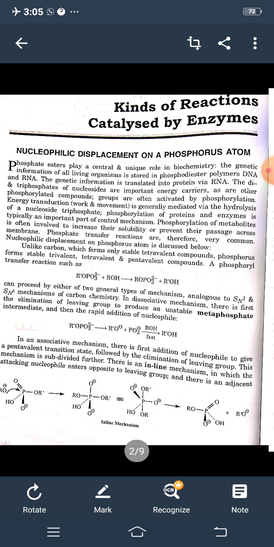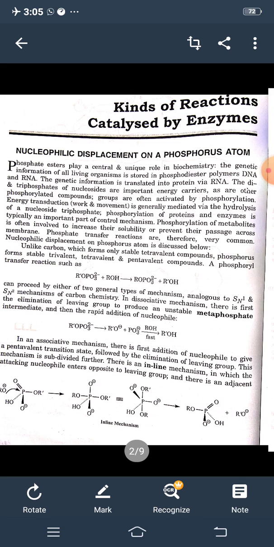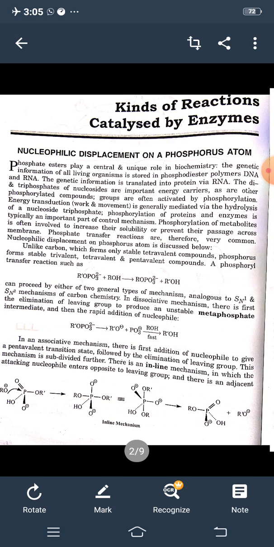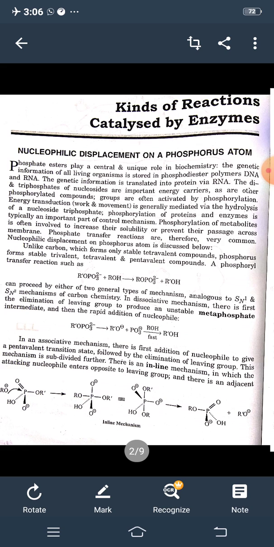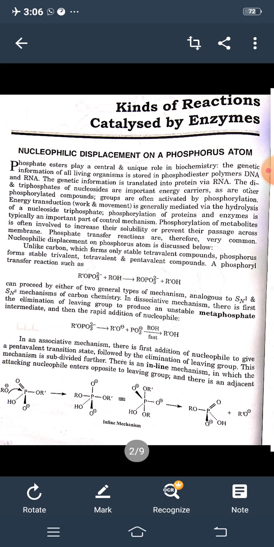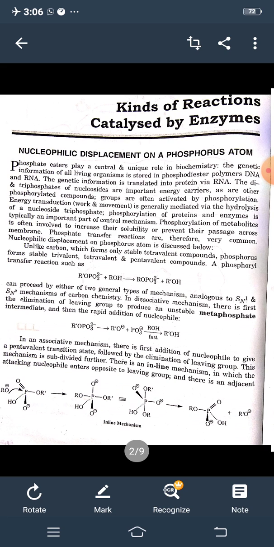So we will discuss in this topic, nucleophilic displacement on phosphorus atom as discussed below. Unlike carbon, which forms only stable tetravalent compounds, phosphorus forms stable trivalent, tetravalent and pentavalent compounds. A phosphoryl transfer reaction is such as given in this reaction: phosphate plus alcohol, then phosphate ion PO3 2 minus and alcohols. Then it can proceed by either of two general types of mechanism analogous to SN1 and SN2 mechanism, means SN2 mechanism of carbon chemistry.